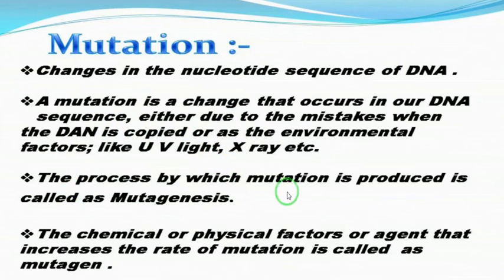The process by which mutation is produced is called mutagenesis. The chemical or physical factors or agents that increase the rate of mutation are called mutagens.